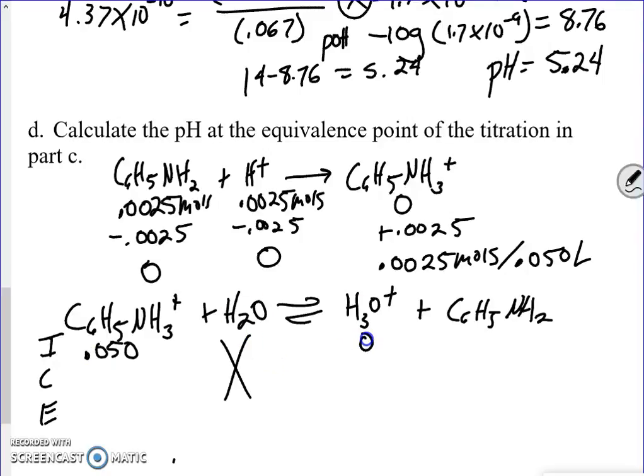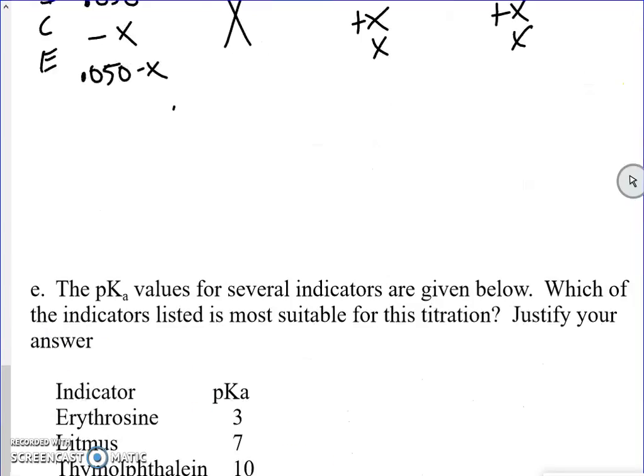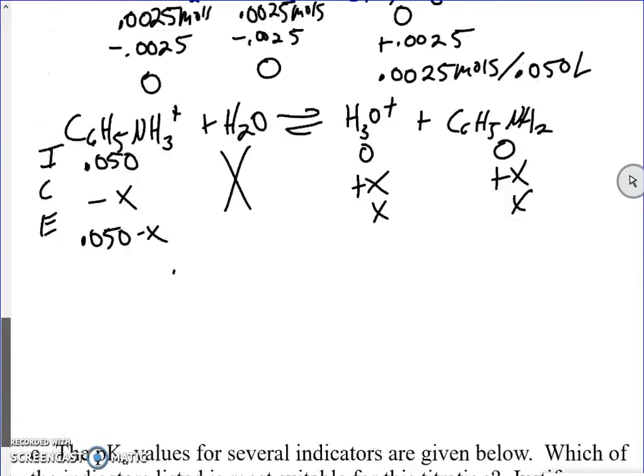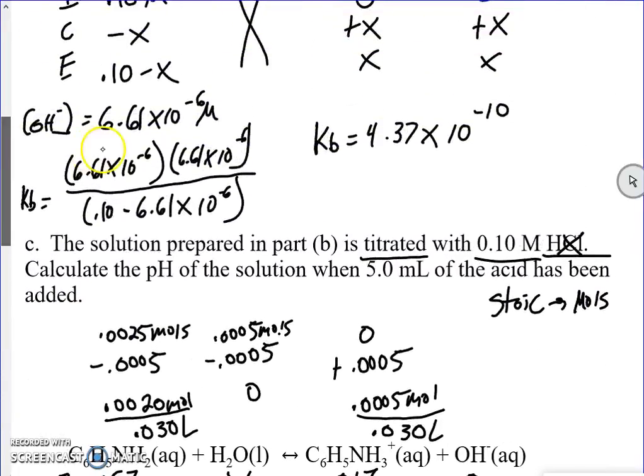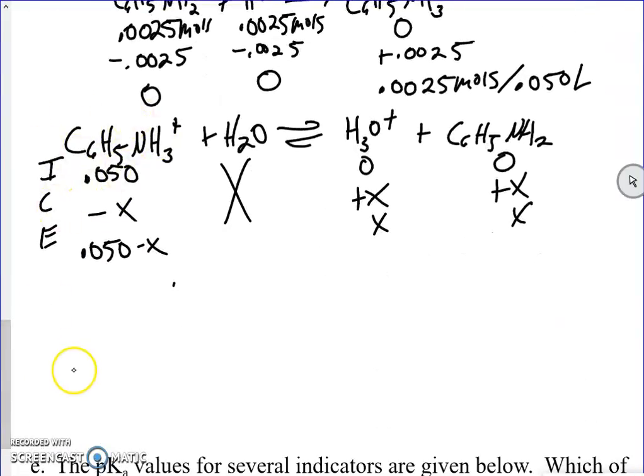Don't care about water. 0 hydronium, 0 aniline, plus x over here, 0.050 minus x, and x. Now how do we solve this? We need a K expression. Well, here's our problem. What was the K we were using earlier? If you remember correctly, we calculated Kb, right? Go all the way up here. What is this? It's a Kb. That's a problem. What we need for the reaction we're looking at right now is, since this is an acid, a Ka.